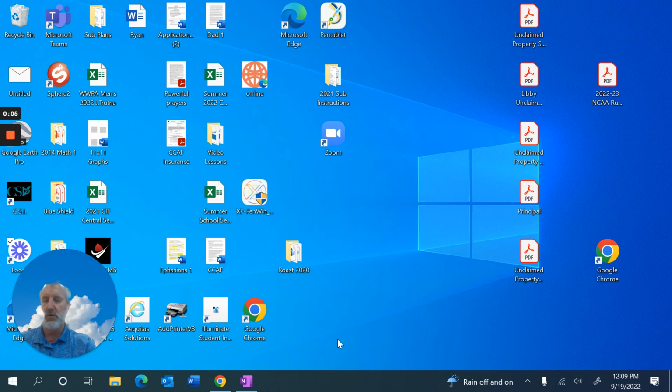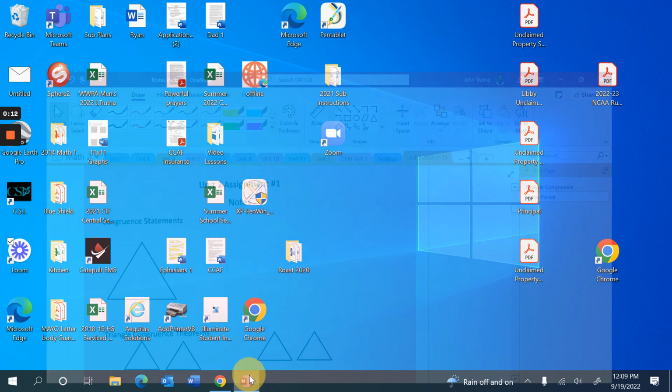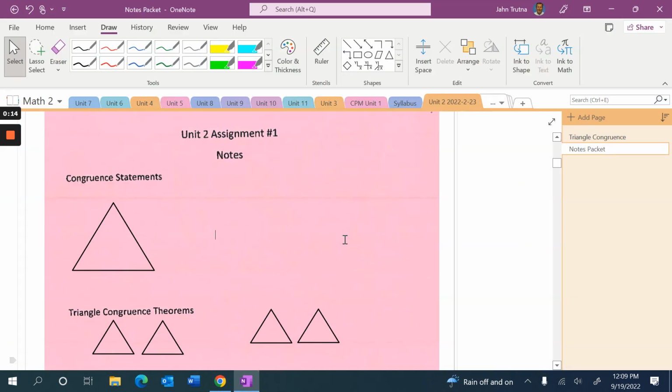This is Unit 2, Assignment number 1, Notes. Go ahead and take accurate, precise notes on these problems. So the first part is congruent statements.